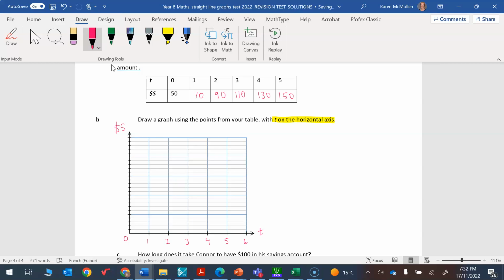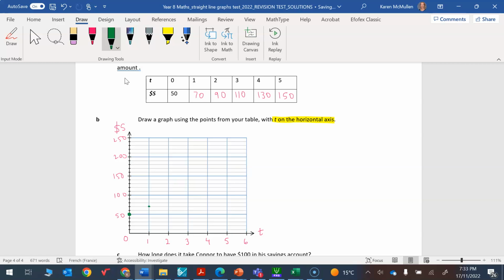And then going up our vertical axis. So I've got $50. I'm just going to go up by $50 each time. So 50, 100, 150, 200. And if I wanted to put 250 up here. All right, so let's plot all those points. So he's starting at $50. So that's going to be our y-intercept. And it goes up $20 each time. So each minor line is worth 10.